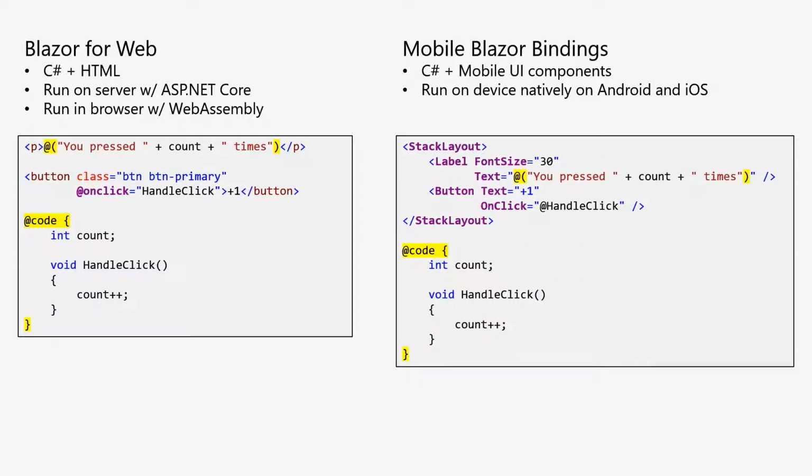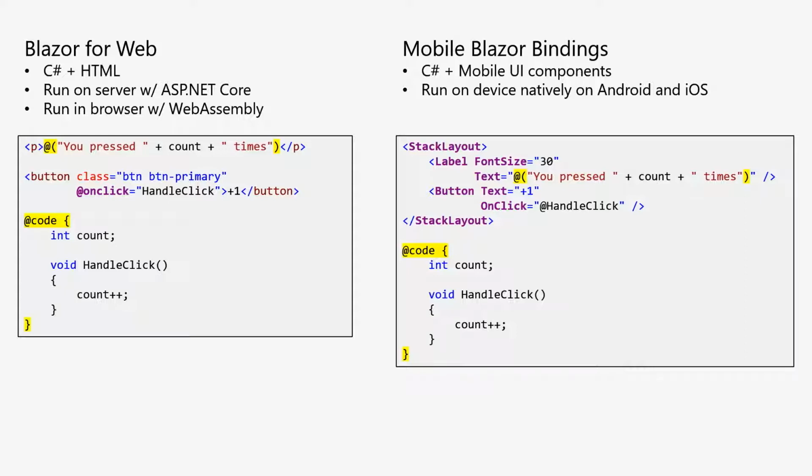What does that code look like? Well, if you compare the left side and the right side, they're pretty gosh similar. So you have your stack layout, that's kind of like a div you can think of in HTML, and then a label and a button. You can guess what those are. And the rest is almost exactly the same.